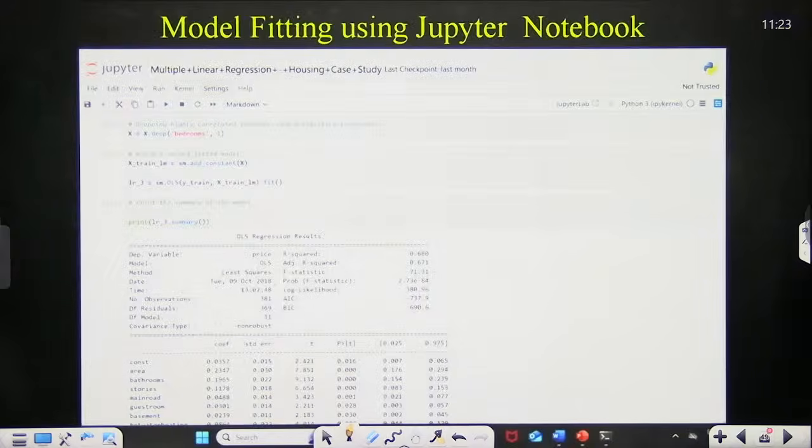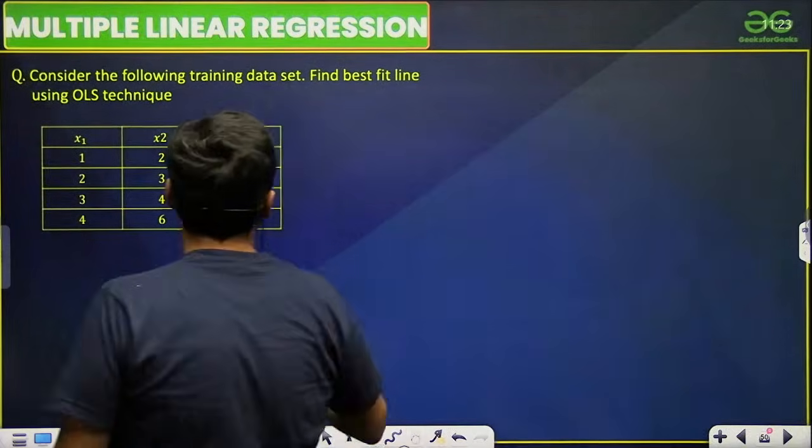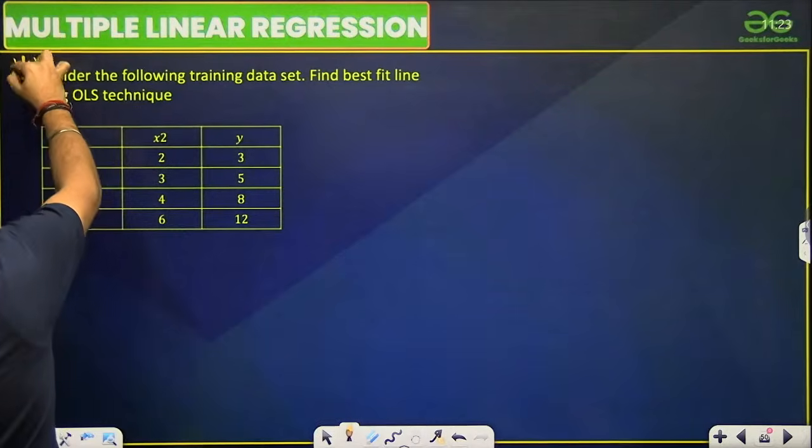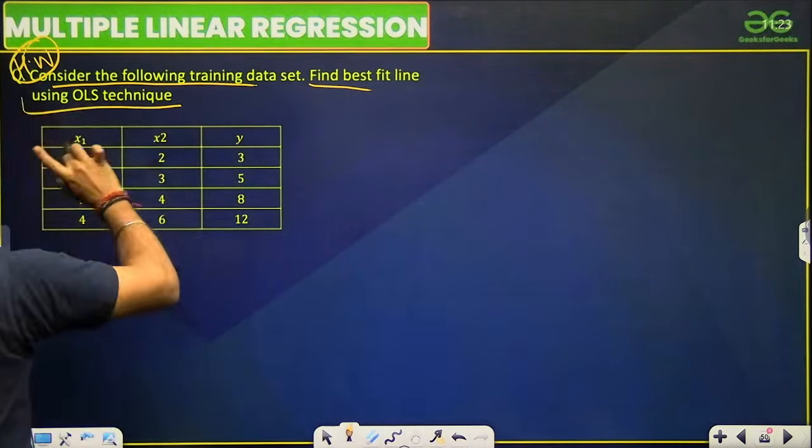Okay, so yes, you need to find the best fit line. This you have to do in homework. You need to find the best fit line using the OLS technique.